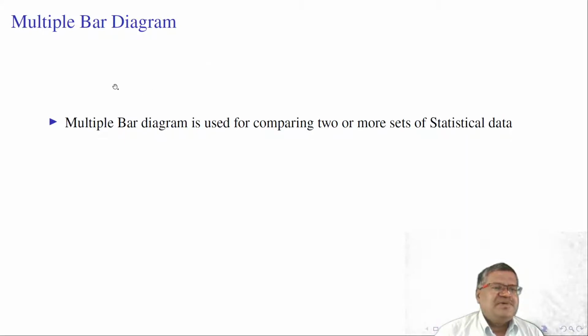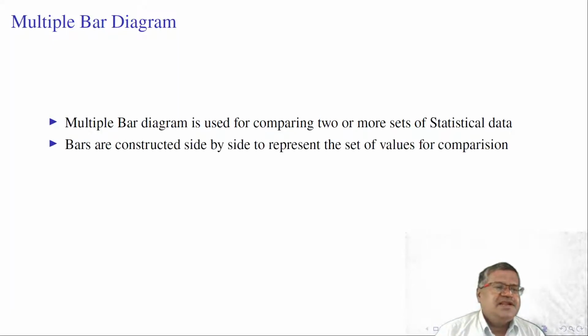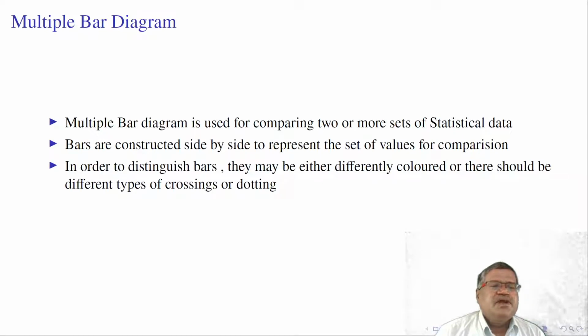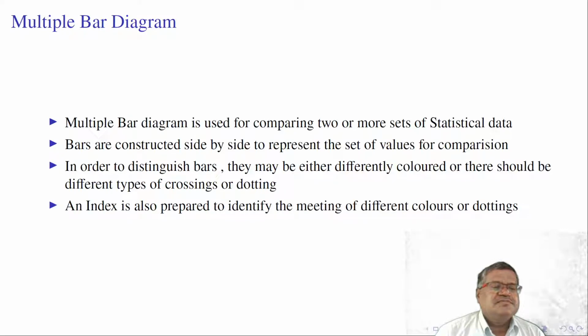Next is the multiple bar diagram. A multiple bar diagram is used for comparing 2 or more sets of statistical data. Bars are constructed side by side to represent the set of values for comparison. In order to distinguish bars, they may be either differently colored or there should be different types of crossings or dottings. An index is also prepared to identify the meaning of different colors or dottings.